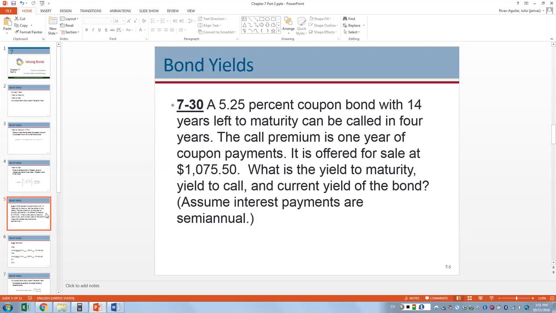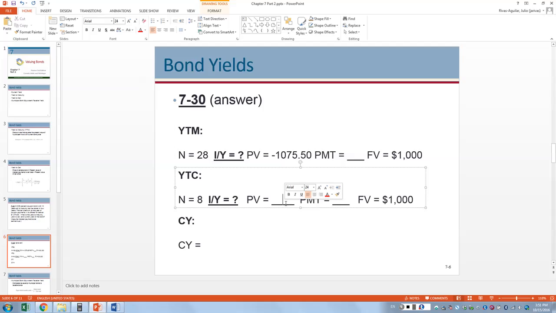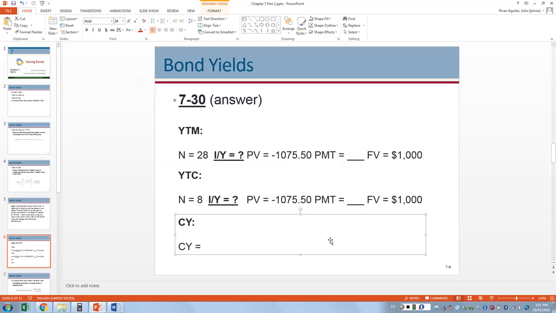Now, we know that it is offered for sale at 1,075.50. So negative 1,075.50. That is going to be our price, right? It's already there. It is already given. We know that's the price. Now we know the future value is $1,000.